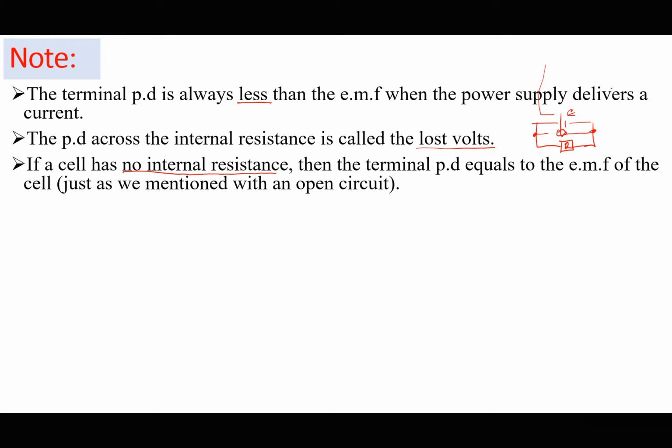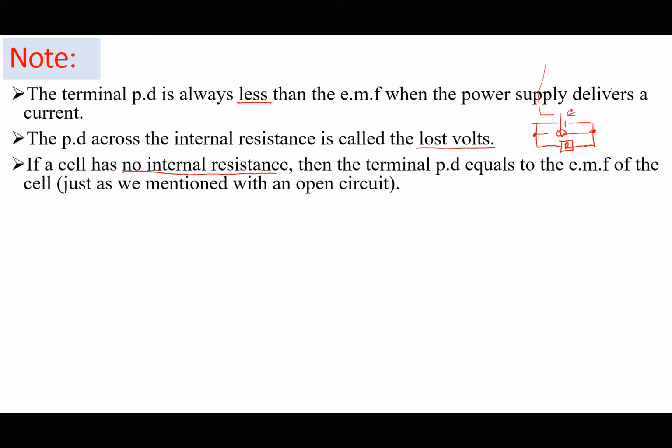So if a cell has no internal resistance, then the terminal PD equals the EMF of the cell, just as we mentioned with an open circuit. It has almost the same effect as that of an open circuit, only that in this case, if it is delivering a current, then it is not an open circuit, it is a closed circuit. However, as long as it has no internal resistance, the terminal PD and the EMF are going to be of the same value.